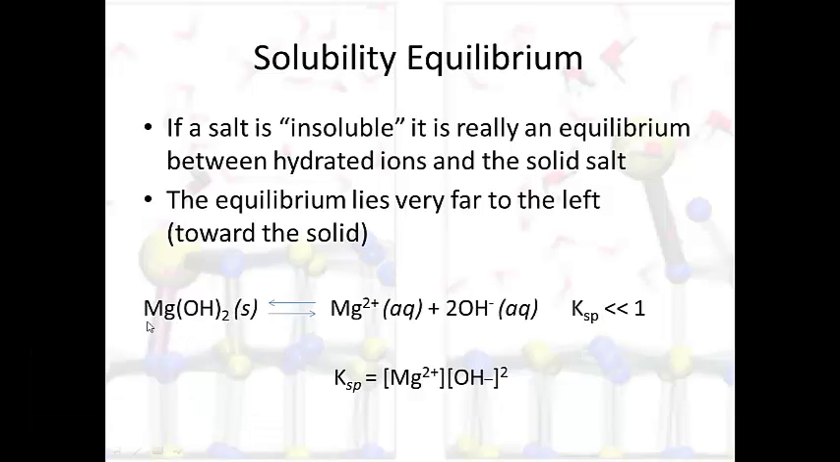For example, if we have magnesium hydroxide here, this is our equilibrium and this is our KSP. Now notice that we have products over reactants raised to the power of their coefficients. So we have magnesium ion and hydroxide ion raised to their coefficients, but we do not see the solid in this equation because it is a pure substance, it's a pure solid.